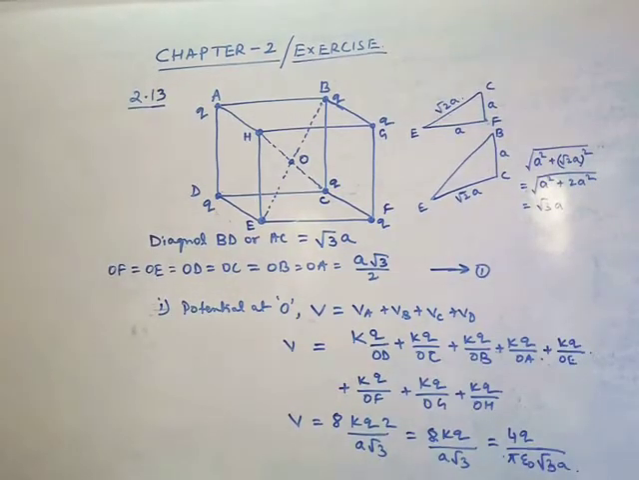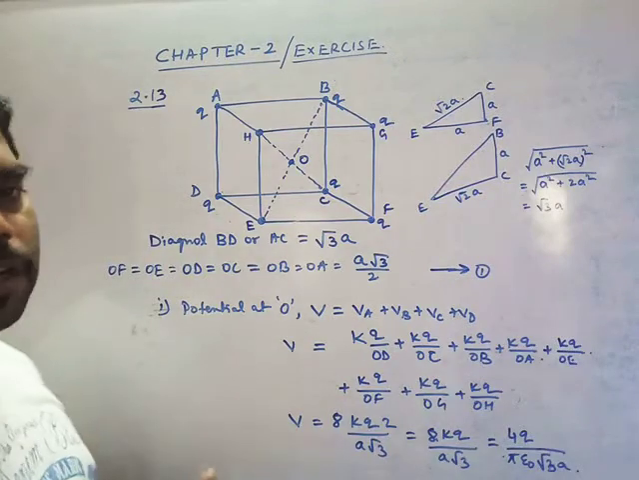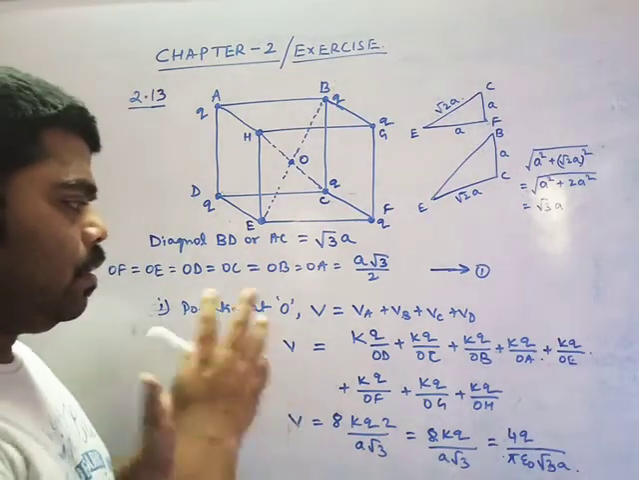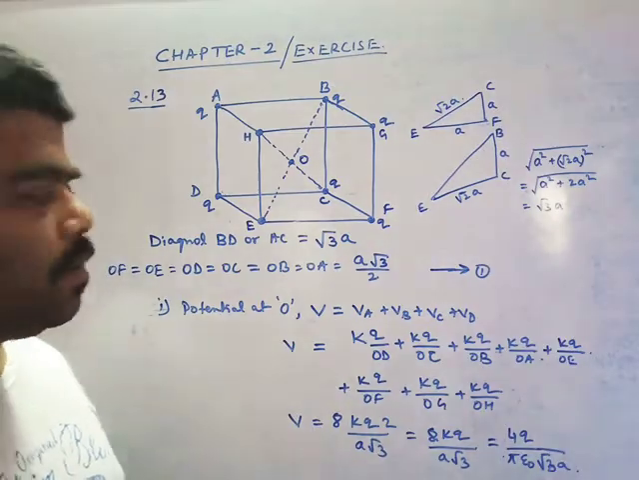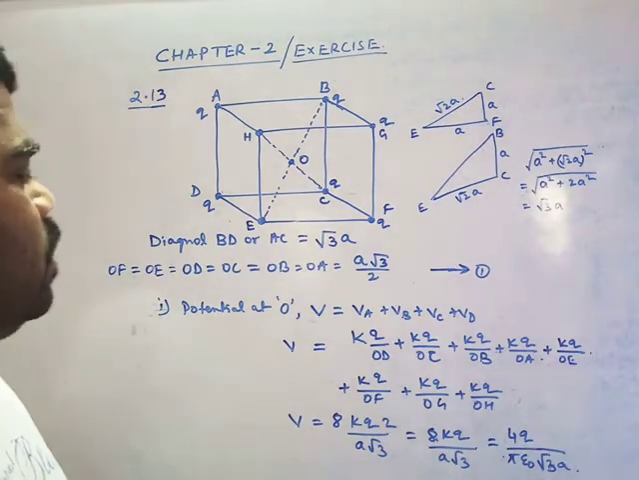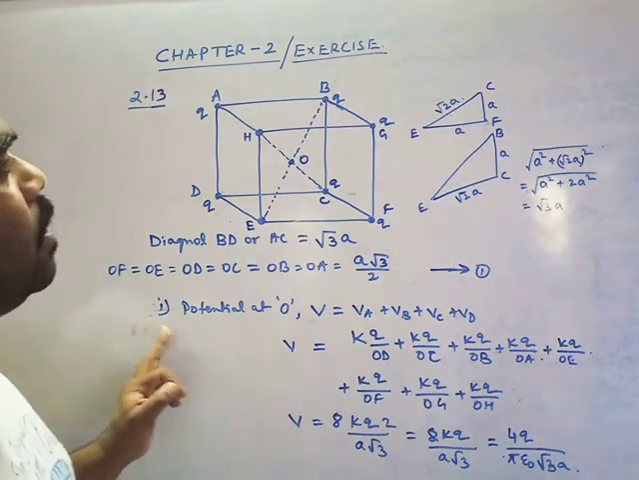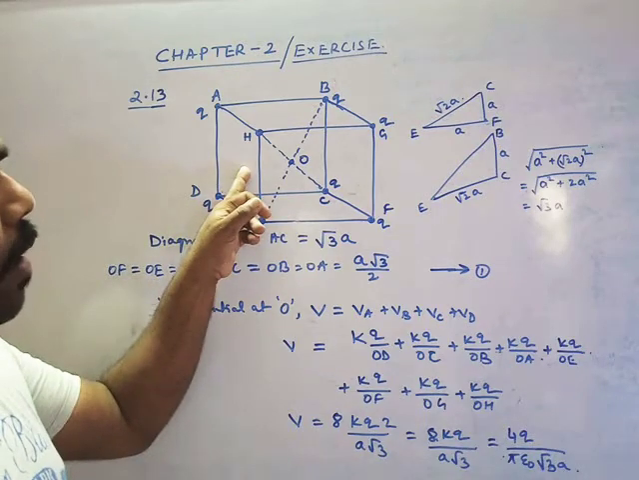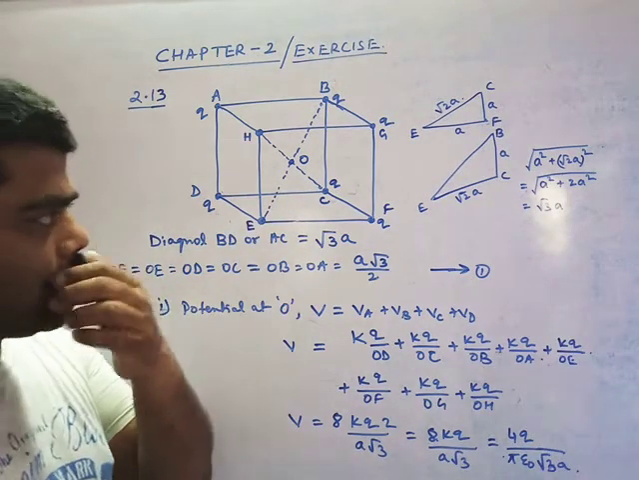In question number 2.13, you can see, they have asked to find the potential and the electric field. So let me first find the potential here. It is number 1 I have written here. This is a cube, you know that, right? अब देखो इसमें भी questions तुम्हारा कैसे पूछता है इसमें.